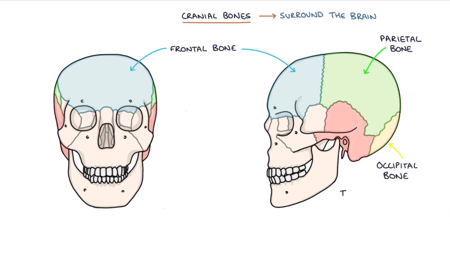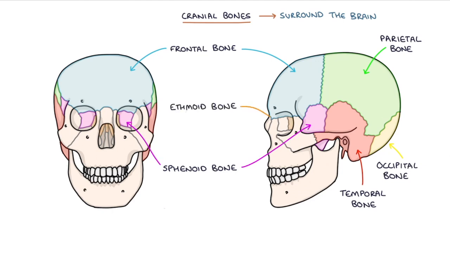Beside the ear is the temporal bone. Anterior to the temporal bone is the sphenoid bone. The final cranial bone, which is a bit more difficult to visualize, is the ethmoid bone, which is closer to the midline, posterior to the nose, and inferior to the frontal bone.